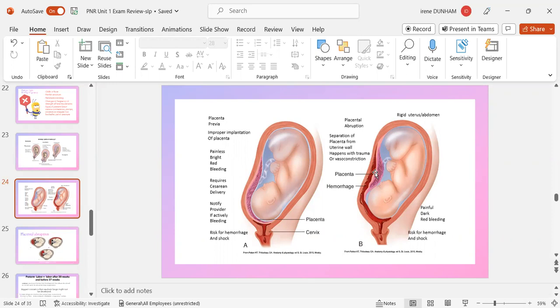So here you can see where the placenta is, right? And you see this little area, you can see where the placenta actually pulled away from the lining of the uterus called the endometrium. It pulled away. And so now you have blood, and you can trace this blood, how it comes down this way. So this is never good.